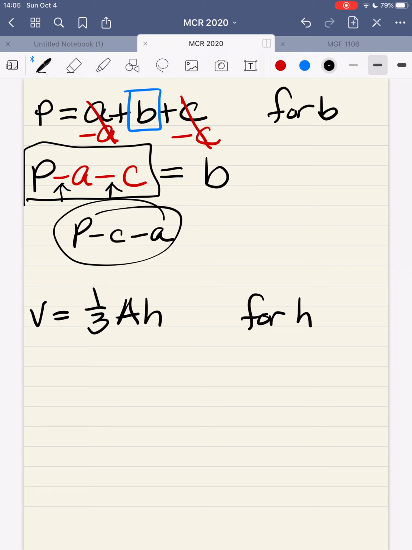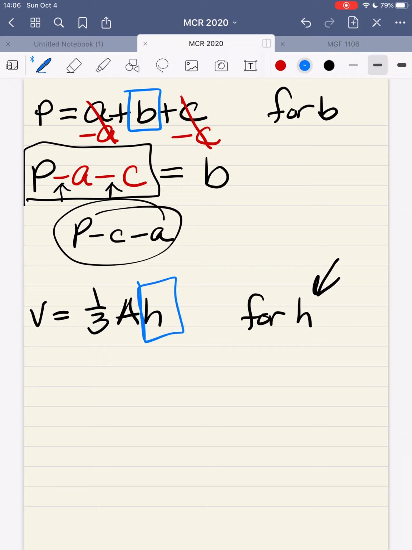All right. The last one here is kind of similar to what I talked about with fractional equations, because here I have volume is 1/3 area times height. Area is a capital A, V is a capital V. Make sure that your capital letters stay capital, your lowercase stays lowercase. Right. I want to solve for H. So anything that is not H needs to go away.